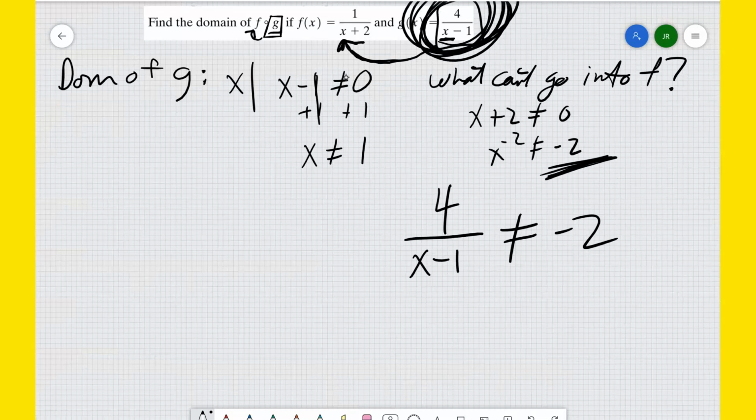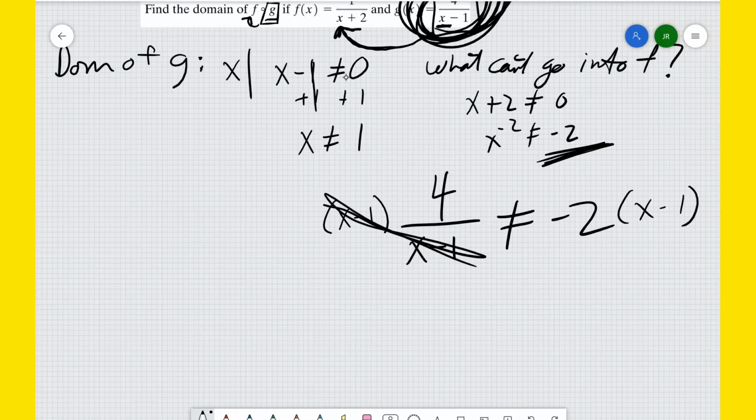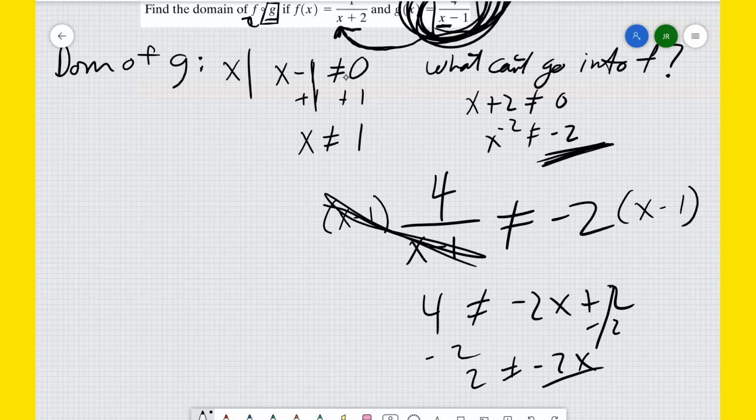And then I solve that inequality. The way that I would solve it is I would multiply both sides by x minus 1 to get the x minus 1 off the bottom. So that cancels that out. And so I get 4 does not equal negative 2x plus 2. And then I get the x by itself. That's going to be 2 does not equal negative 2x, divided by negative 2.